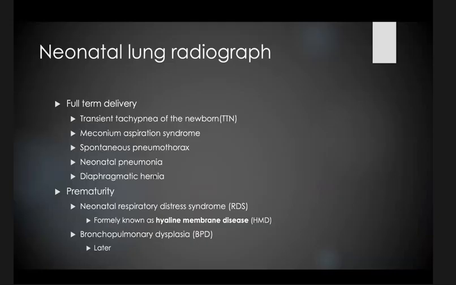For the neonatal radiograph of the lung, I basically separated them in two categories. You have the full-term delivery, where you can have transient tachypnea of the newborn, meconium aspiration syndrome, spontaneous pneumothorax, neonatal pneumonia, and congenital malformations like diaphragmatic hernia, which you can still have in prematurity, but usually it's a full-term delivery. For prematurity, you have neonatal respiratory distress syndrome, formerly known as hyaline membrane disease. And later on, you can develop bronchopulmonary dysplasia.